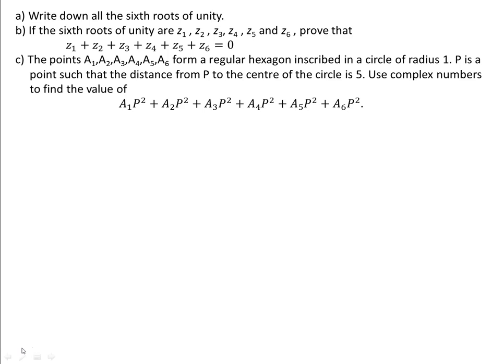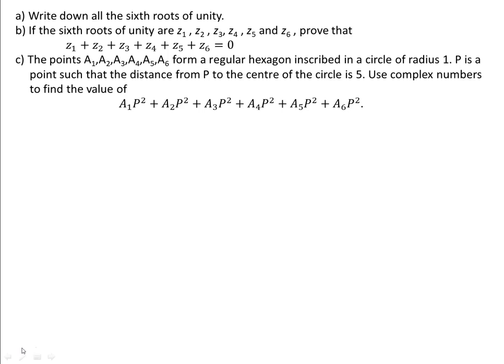And then finally, we've got the points A1, A2, A3, A4, A5 and A6 form a regular hexagon inscribed in a circle of radius 1. P is a point such that the distance from P to the centre of the circle is 5, and we've got to produce a complex number solution method to find the value of A1P squared plus A2P squared plus A3P squared plus A4P squared plus A5P squared plus A6P squared.